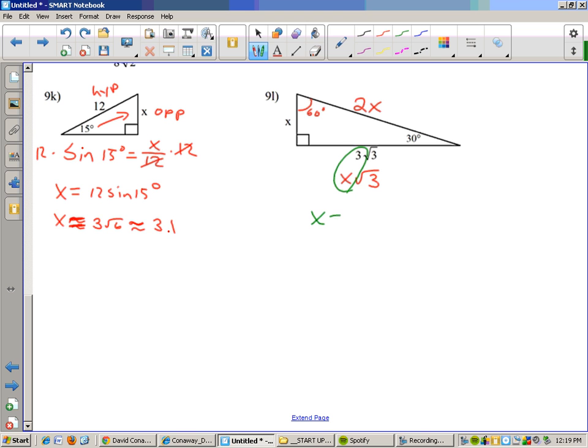So x equals 3. Now you could use trig to have found that out as well. You would use the tangent of 30 equals x over 3 root 3. And that is the end of chapter 9.